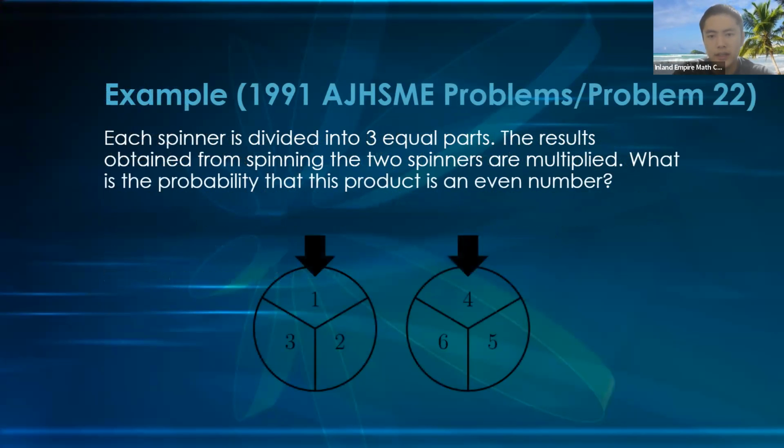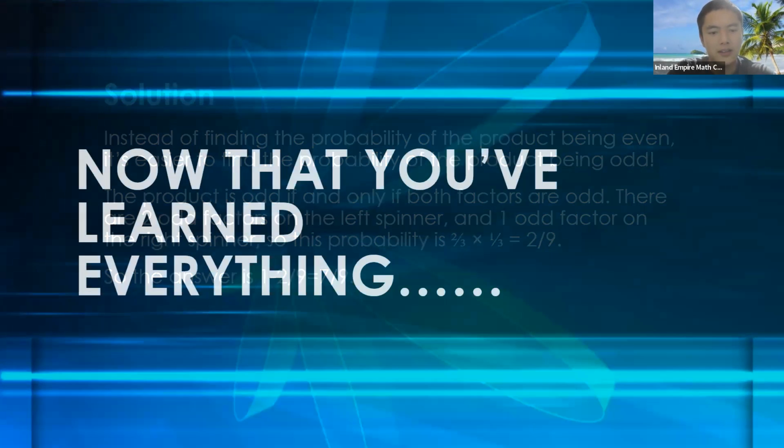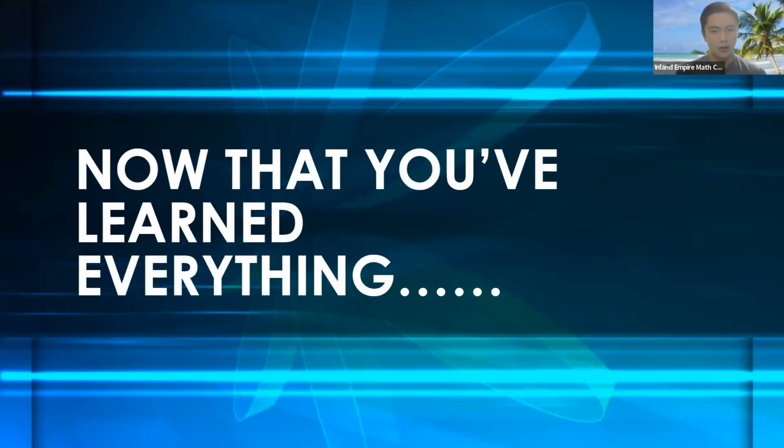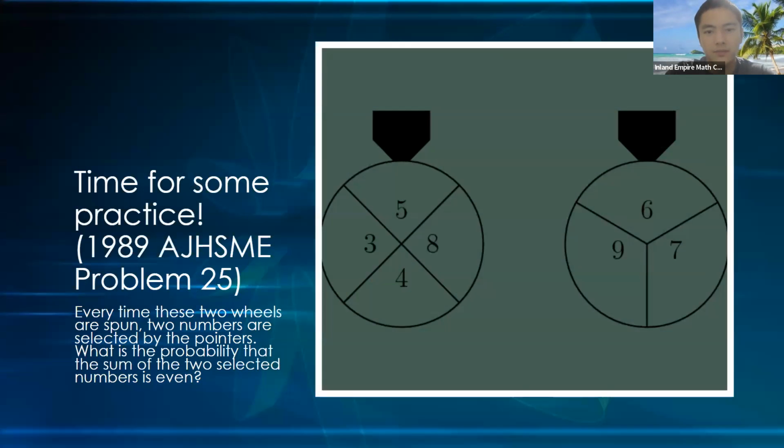Right? Pretty easy. All right, I think we're going to have time and we're going to come back to this and I'm going to show you guys a really cool solution that involves PIE, which stands for principle of inclusion and exclusion. But for now, let's do a couple more practice problems. Now that you've learned everything, time for some practice.